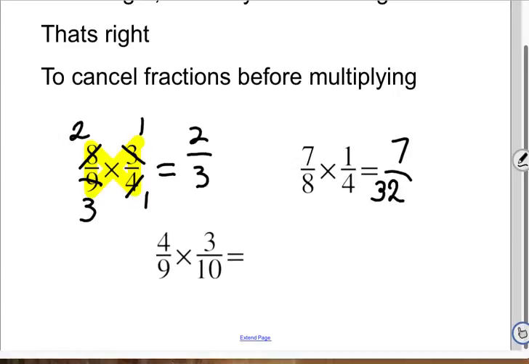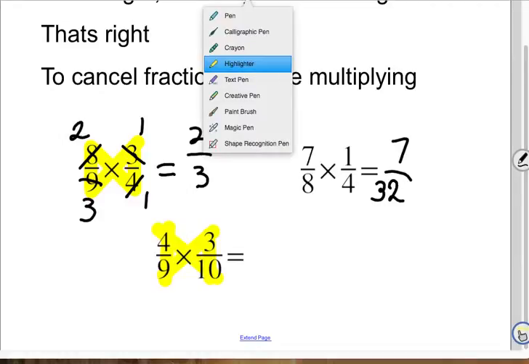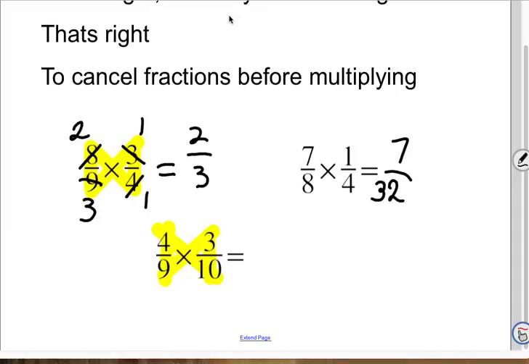What about the last one here? What if we say 4/9 times 3/10? Okay, if I put my bow tie on, I've got to look up and down, and then I've got to look at the diagonals. When I do that, what will go into both 4 and 10? 2. 4 divided by 2 is 2. 10 divided by 2 is 5.